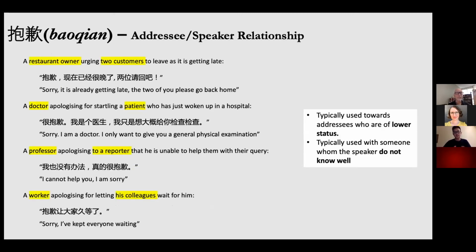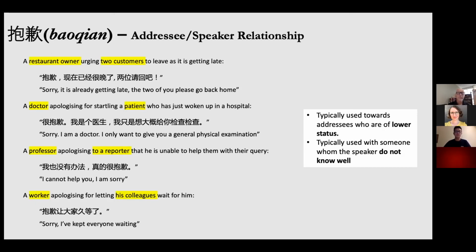Next, I'd like to address the addressee and speaker relationship, bearing in mind the comparisons once again. As you can see, the first one is from a restaurant owner to his two customers. The second one is from a doctor to a patient. The third one is from a professor to a reporter. And the fourth one is from a worker to his colleagues.